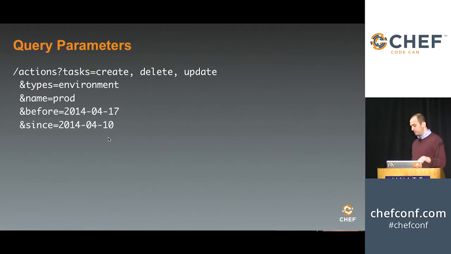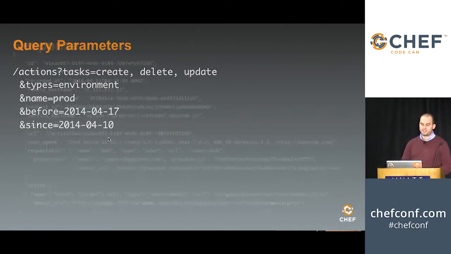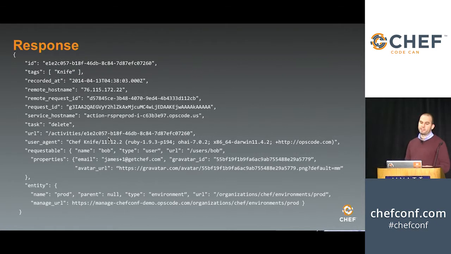Finally is the API that we expose. While we think a lot of people will use our web app and the configuration tools that we'll offer, we are exposing an API. And like I said, with the web app, this is the API we're using. So here's an example query: create, delete, update on environments for prod, before, and since. So give it an interval. And the response here is a hypermedia response with good unique identifiers, URLs, etc.